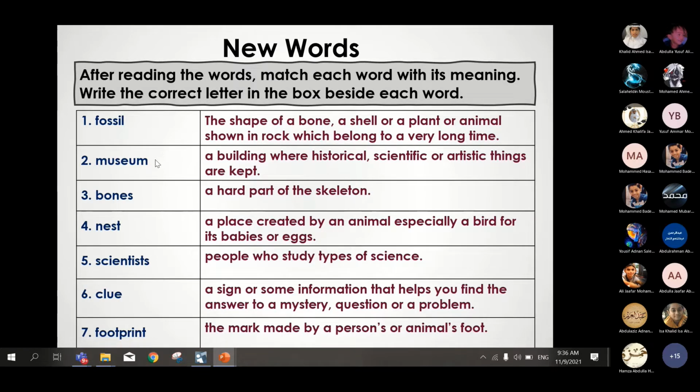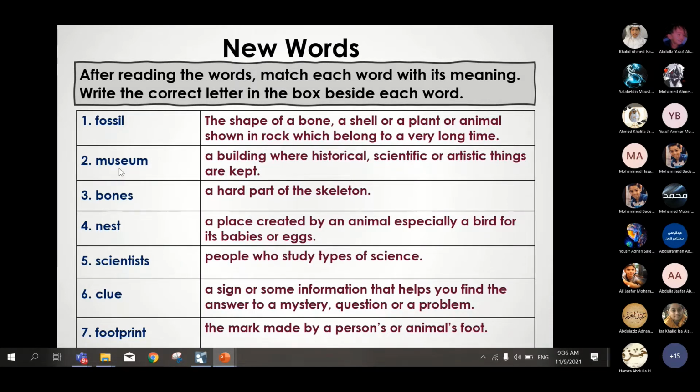Number 2. Teacher, can I read the words and you read the meanings? We have in the next slide, Ahmed, a good exercise. You can participate in it. Okay, Ghaith, what about number 2?